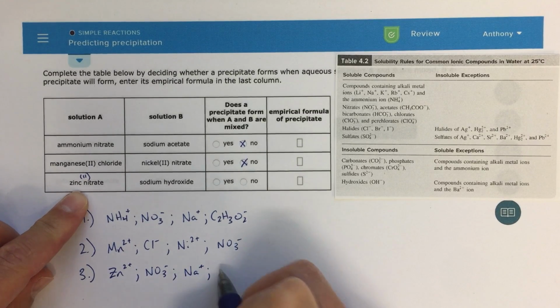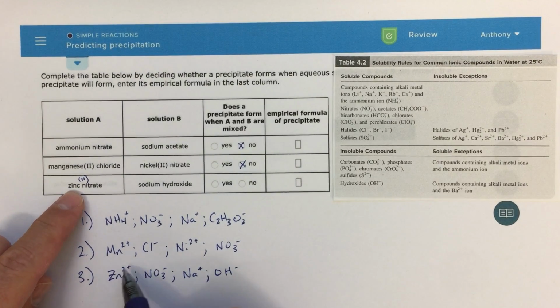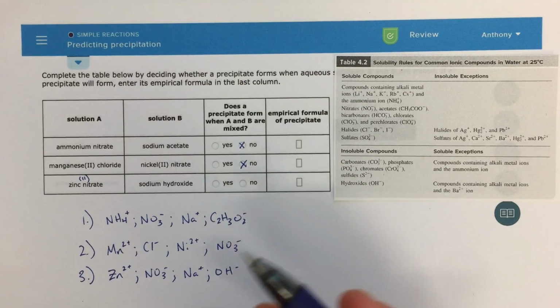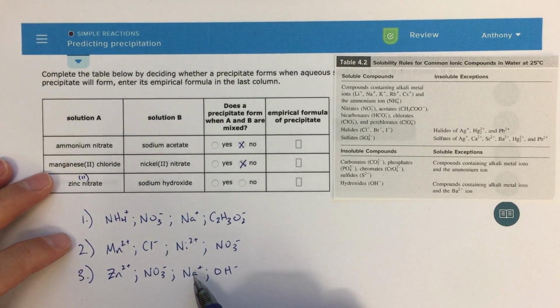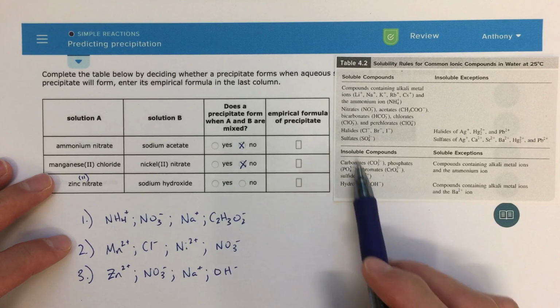So I'm going to do the same thing. And if you aren't sure what the charge on zinc is, you could just leave that off for now. I think that's okay. But I've got all my other ions. The nitrate obviously is not going to form any sort of insoluble compound. Sodium, again, is also going to be always soluble. So the only choice here is zinc hydroxide. Maybe zinc hydroxide is going to be an insoluble compound. So hydroxides are insoluble.